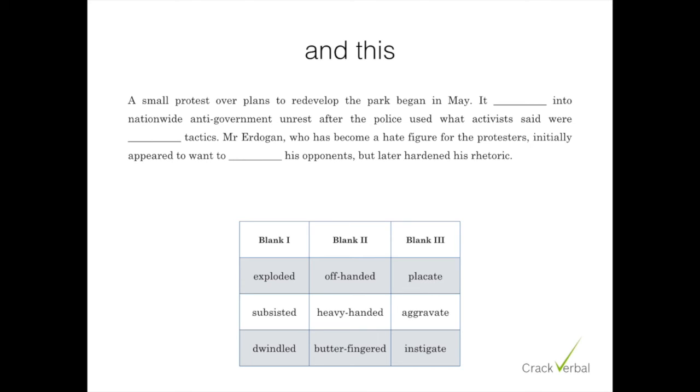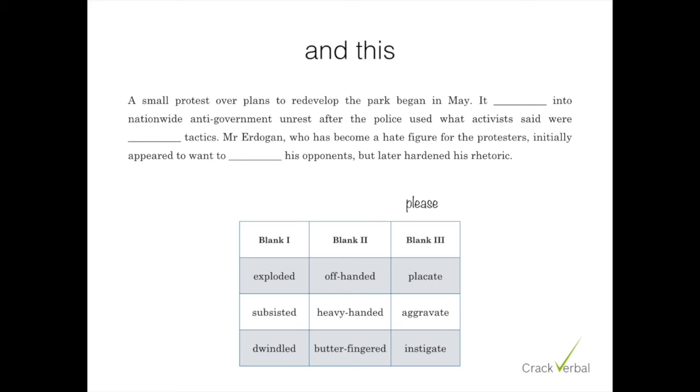The easiest blank to work with is the third because your clue or your keyword is quite obvious. So let's see what Mr. Erdogan felt and what he feels now. It says that Mr. Erdogan has hardened his rhetoric now, which means that he's become a little more strict, a little more stringent. He's becoming less forgiving now. Therefore, how was he before? He probably was a little more forgiving. He probably wanted to please more. So let's put the word please there as the synthesized word for the third blank.